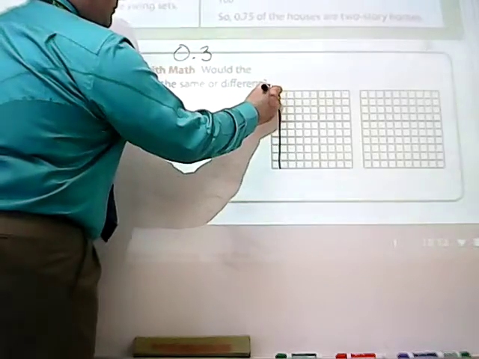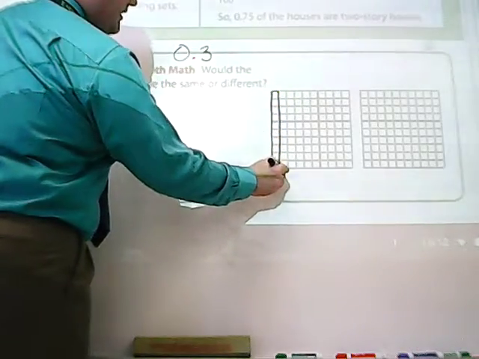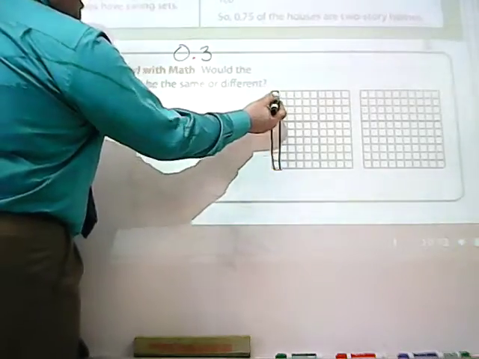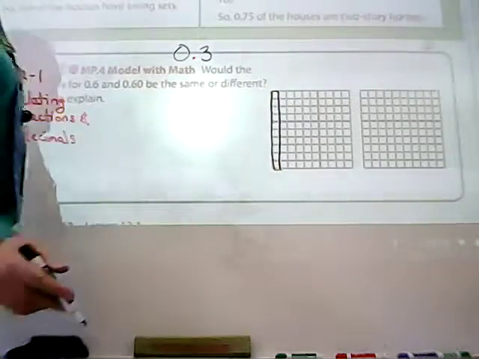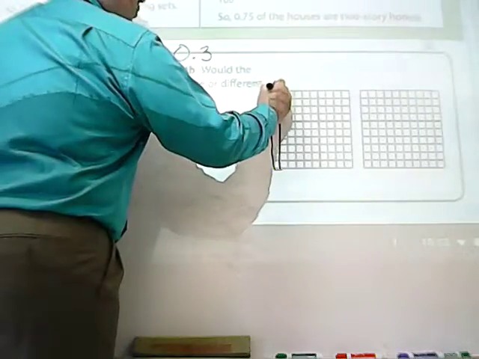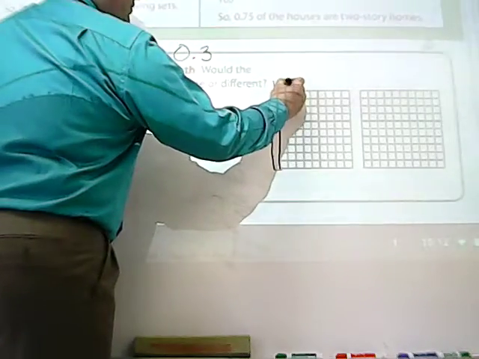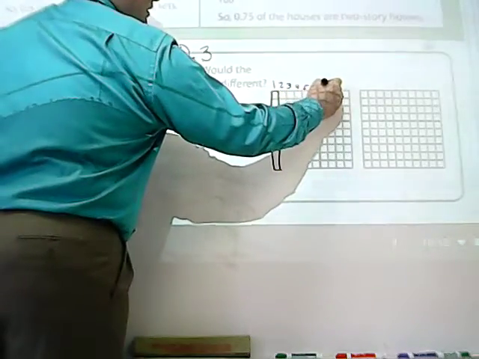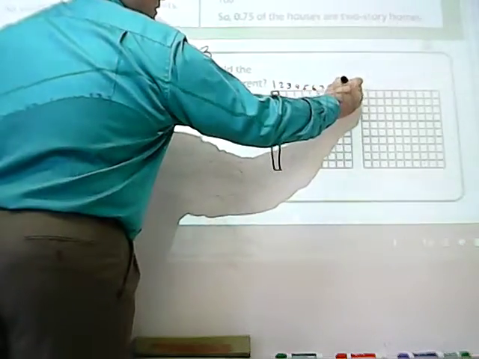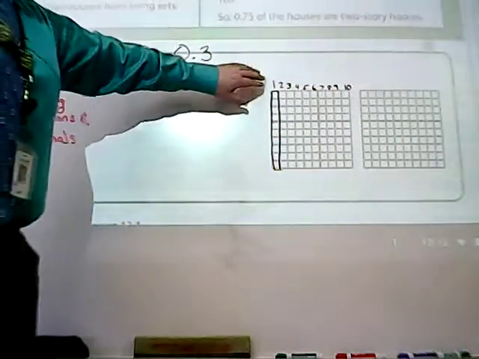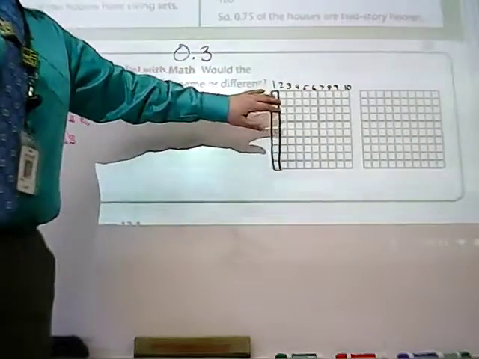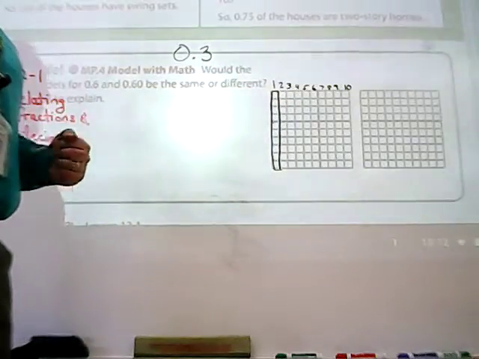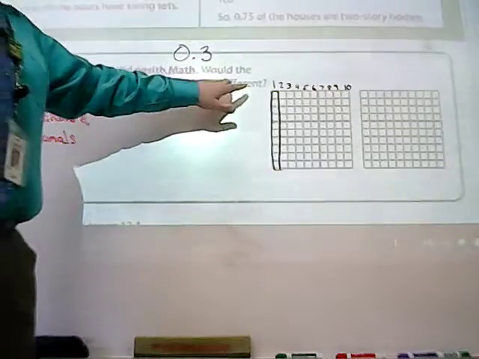Each column has 10 pieces in it. 1, 2, 3, 4, 5, 6, 7, 8, 9, 10. And I have 10 of those. So what I like to do is label them. 1/10, there's 2/10, 3/10, 4/10, 5, 6, 7, 8, 9, 10. That helps me remember that I have 10 tenths, which is also able to be shown on the hundredths grid. And I want to show 3/10 shaded in.